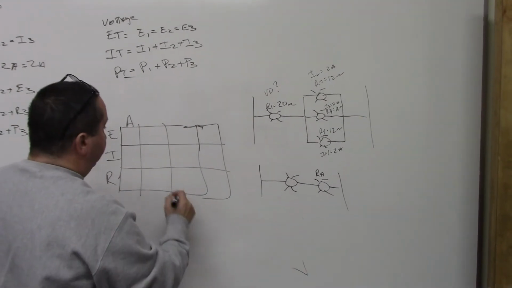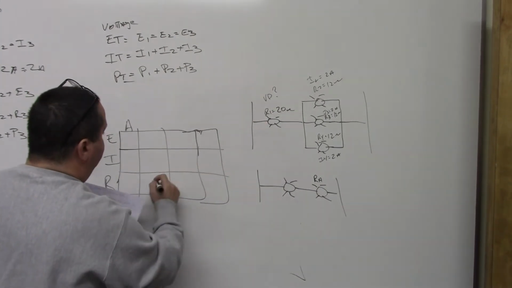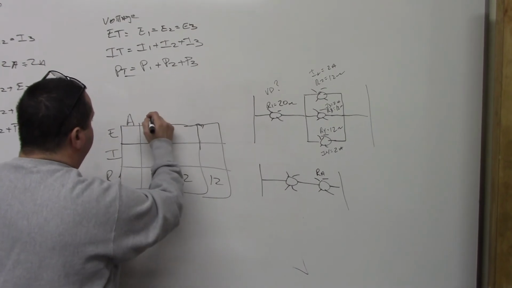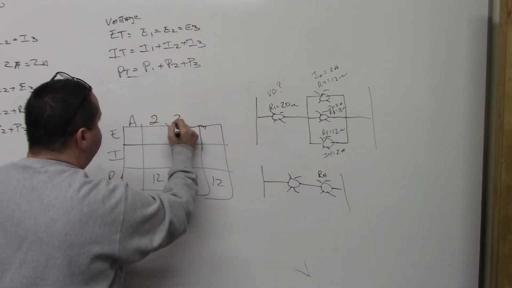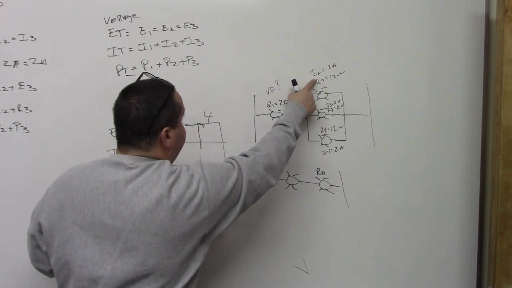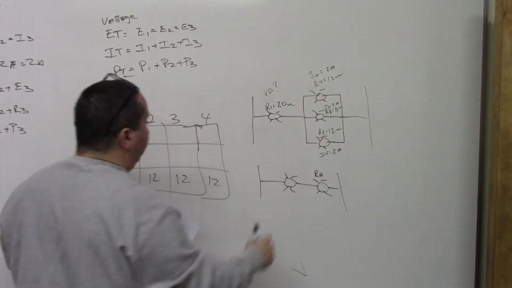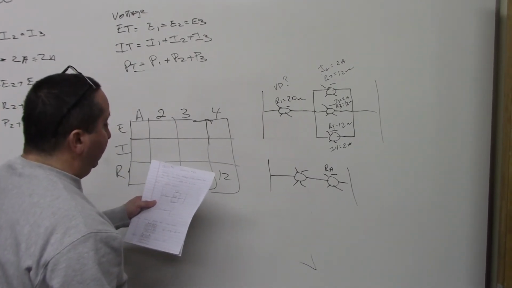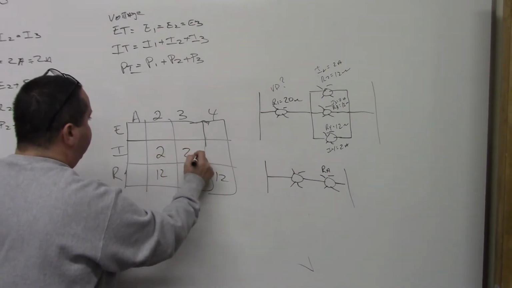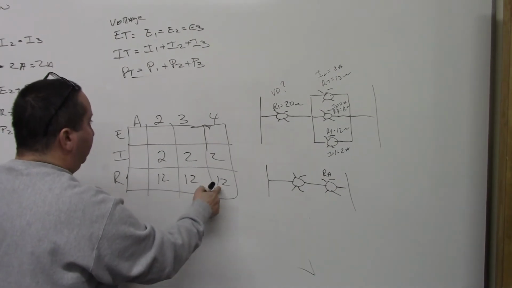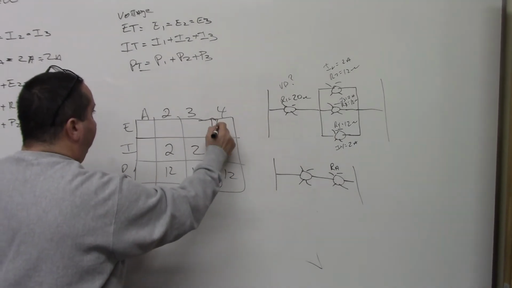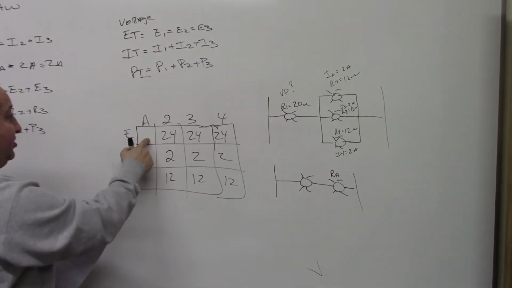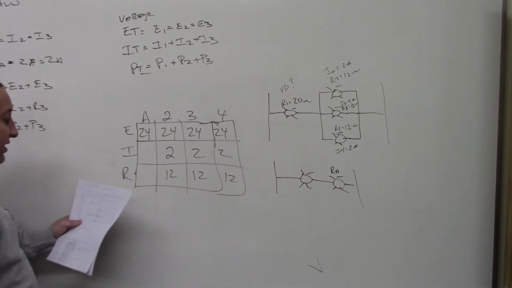What's given is 12 ohms, 12, and 12 ohms, correct? This is resistor 2, resistor 3, resistor 4, right? Okay? And what else is given? All the 12s are 2 amps. 2, 2, 2. We do basic Ohm's law. This is 24. 24, 24. So this is a parallel circuit, so this has to be 24 also, right?